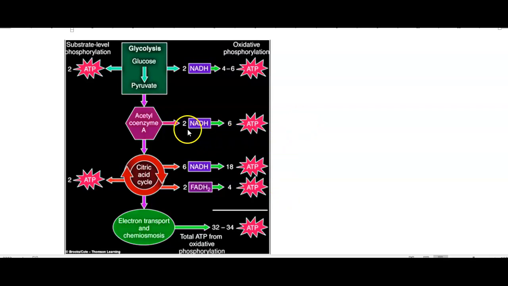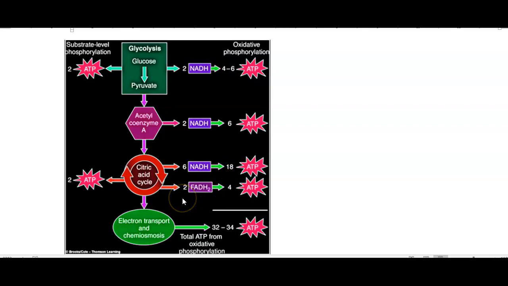Notice 2 and 6. So for every NADH, it's going to be making 3 ATPs. So if it's 2 NADHs, 2 times 3 is 6. Notice this is making 6 NADHs. 6 times 3 is 18.